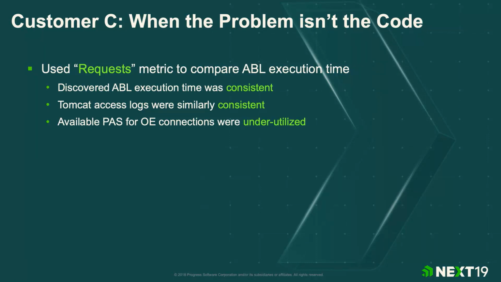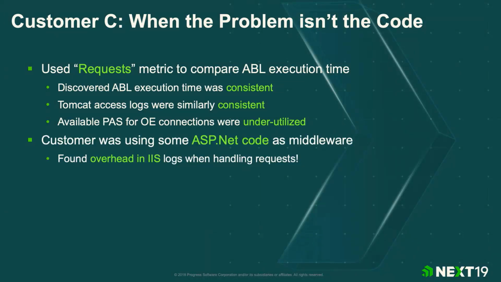And we could also see that on the PAS side, the OE connections, for one agent, if we had set 20 or 30 sessions being available, only 5 or 6 were being utilized at any given time, even though we were beating the crap out of the system. So definitely connections were underutilized. Somewhere there was a bottleneck.